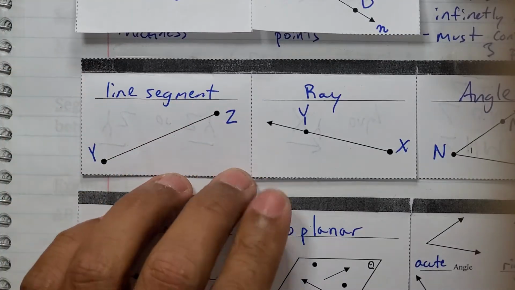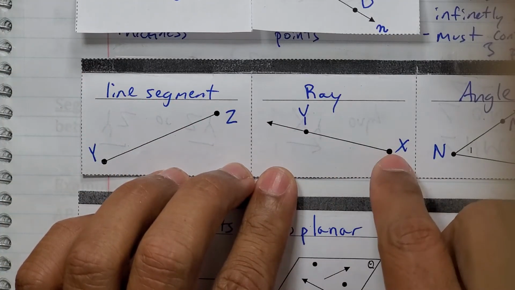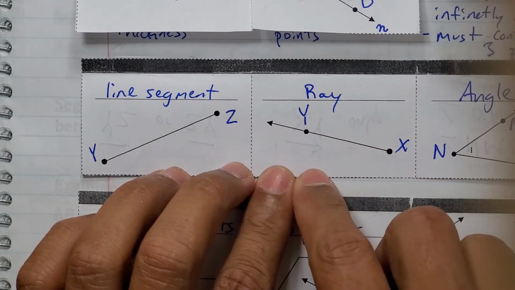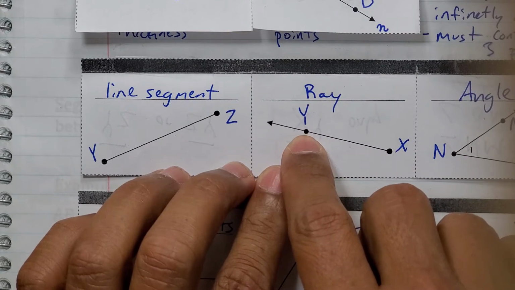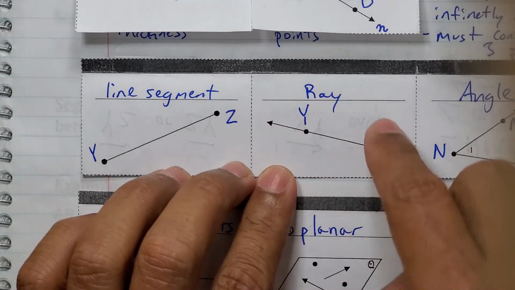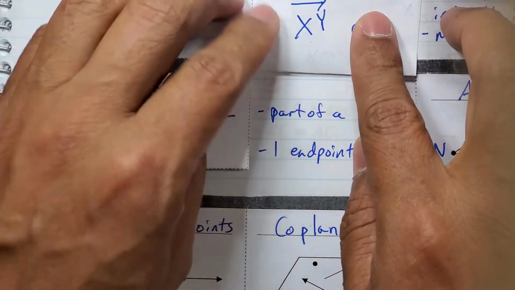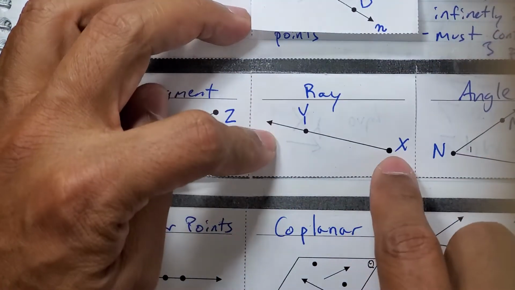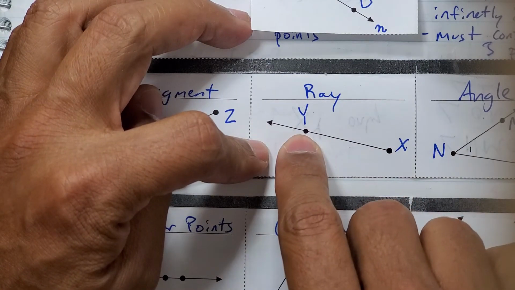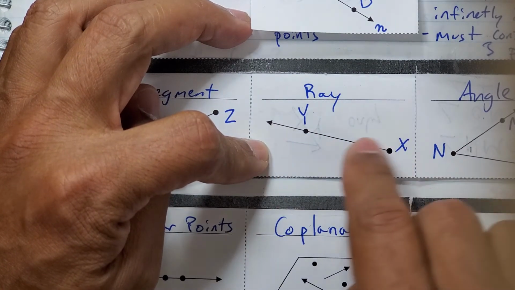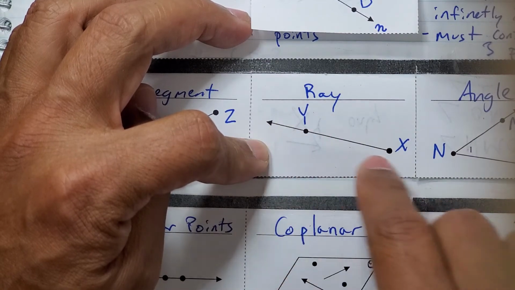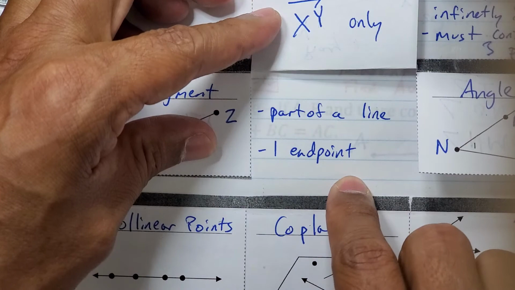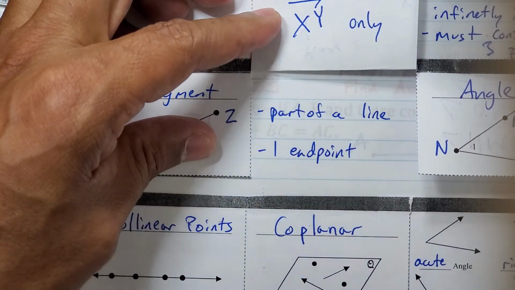The next one is a ray. And notice this is the starting point, and this is the direction in which this ray is going. So this is not an endpoint. Keep that in mind. X is the endpoint, and that matters when you name the ray. So in this case, we can only name it ray XY. Why? Because it goes from X in the direction of Y. We cannot name this YX, because that would mean that Y is the endpoint, but in this case, you can see that that's not the case. Okay, and it has only one endpoint, and it's part of a line.